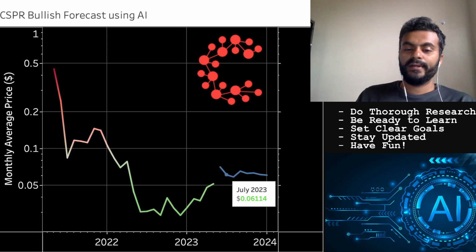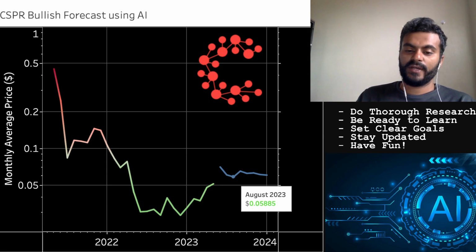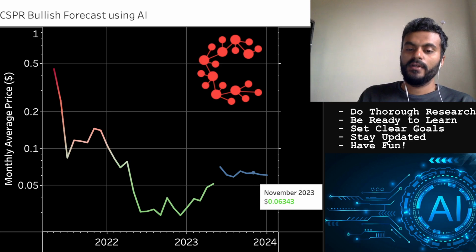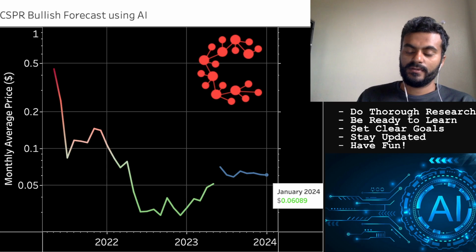For July, the forecasted bullish price is around 6.1 cents. For August it is 5.8 cents. For September it is 6.5 cents. For October it's almost 6.3 cents. For November it's 6.35 cents. For December it's 6.15 cents, and for January it's almost 6.1 cents.